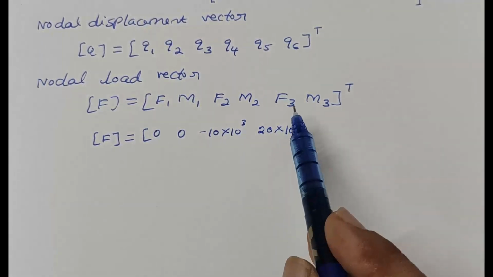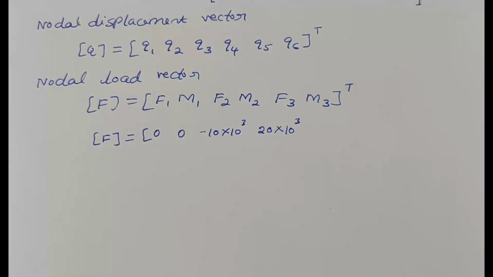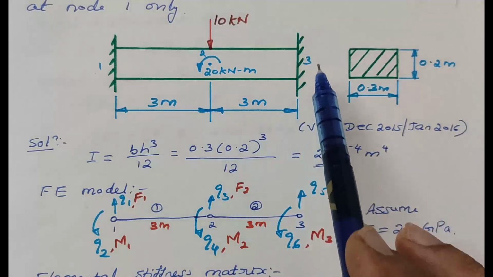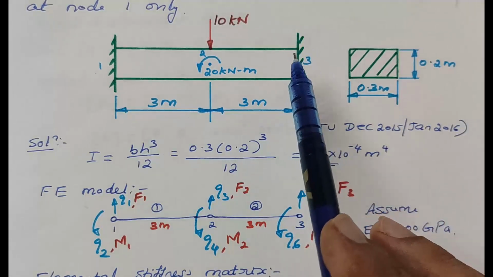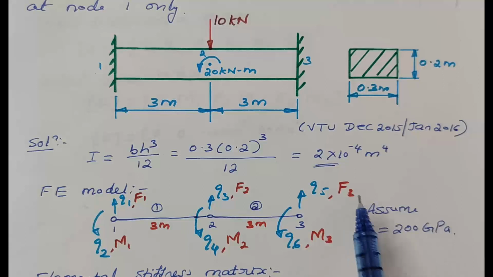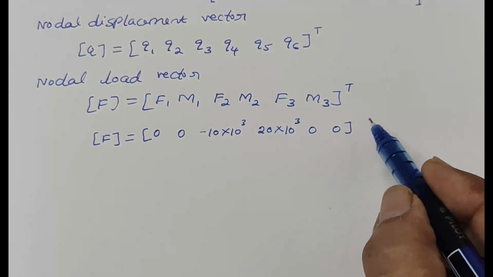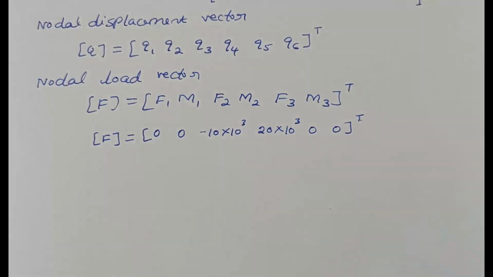Next we need F3, M3, that is nodal force and moment acting at node number 3. See the figure. Node number 3 is fixed, means there is no force, also no moment is acting. Therefore F3 and M3 becomes 0. So here F3 is 0, also M3 is 0 transpose. This is the load vector or force vector.